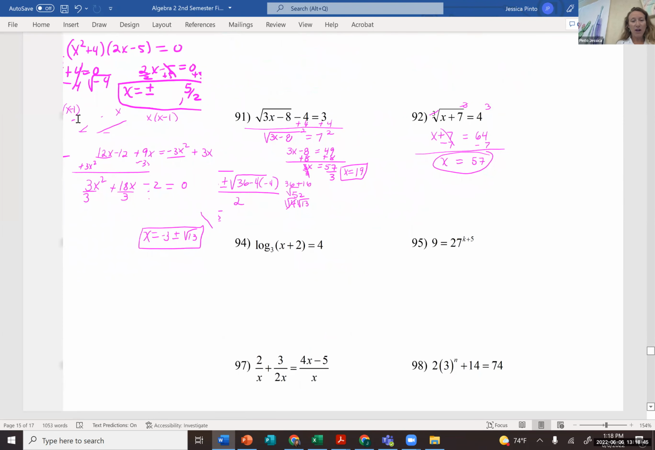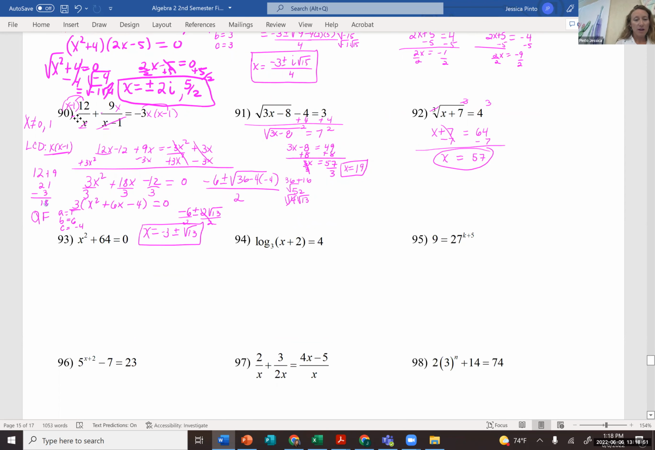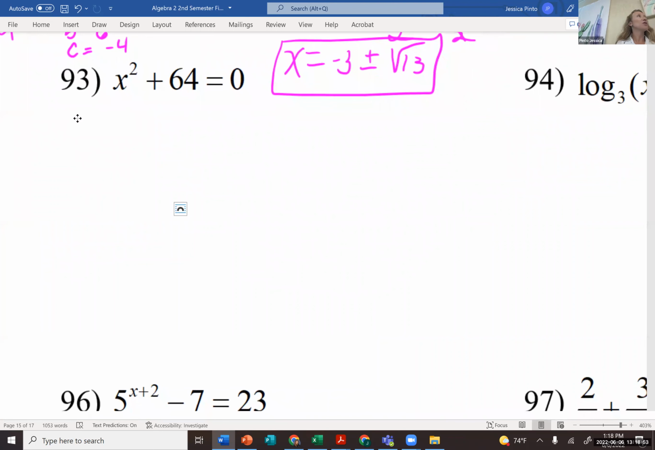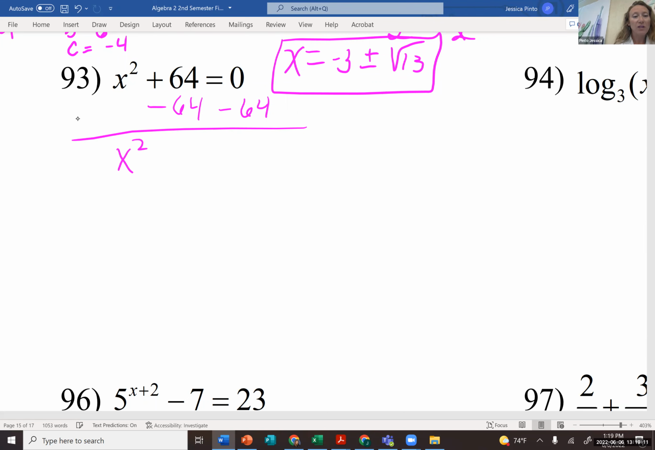Very good. Let's move on to number 93. Okay, 93. Oh, cool. I thought it was a sum of two cubes because 64 is 4 to the third power, but that's x squared plus 64. So in this case, I'm just going to solve for x with opposite operations. Let's subtract 64. That gives me x squared is equal to negative 64.